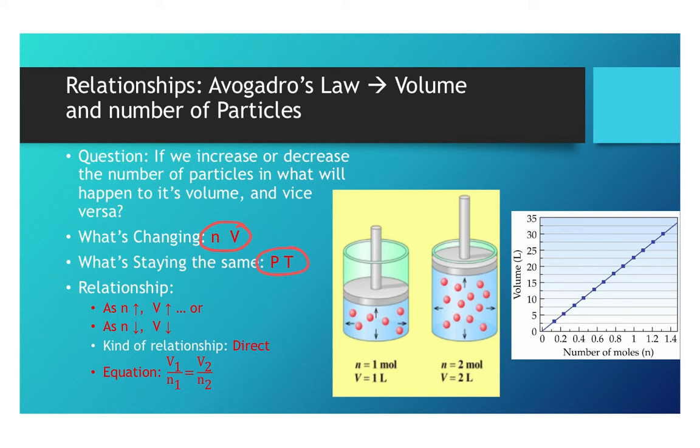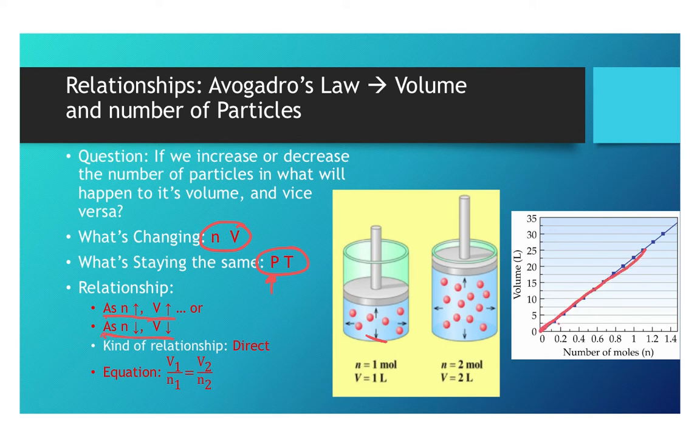All right, so we can imagine if I have a container here and I have some gas particles in it, and then I start adding more gas particles in there, that means they're going to start colliding more often, and that will increase the pressure. Well, in order to keep the pressure the same, because we want to keep it constant, we're going to have to expand the space to keep the number of collisions the same. So in this particular case, as the number of particles goes up, the volume goes up. As the number of particles goes down, the volume goes down.